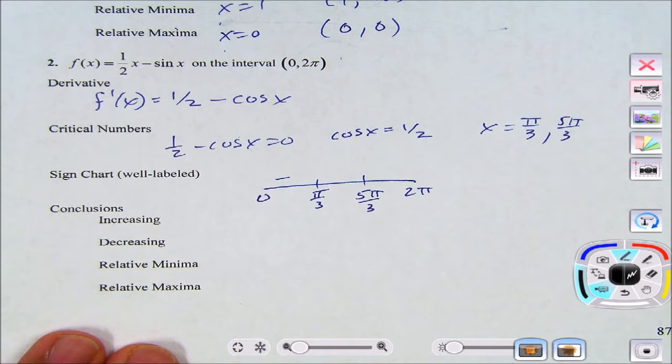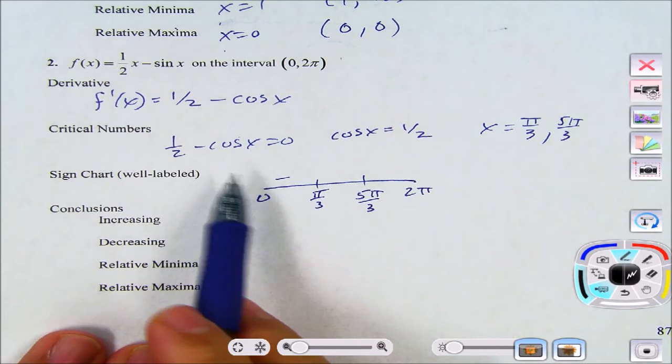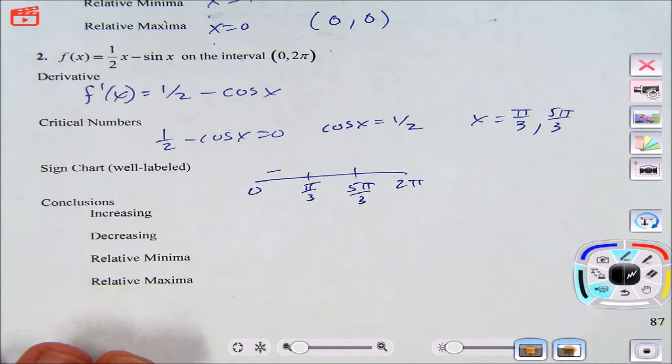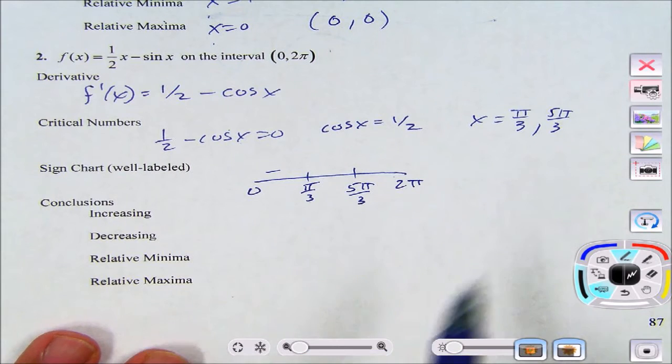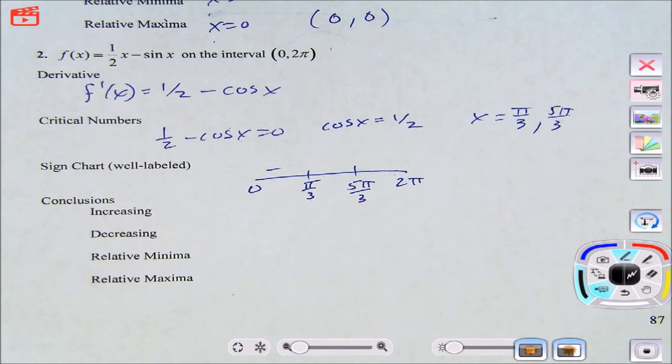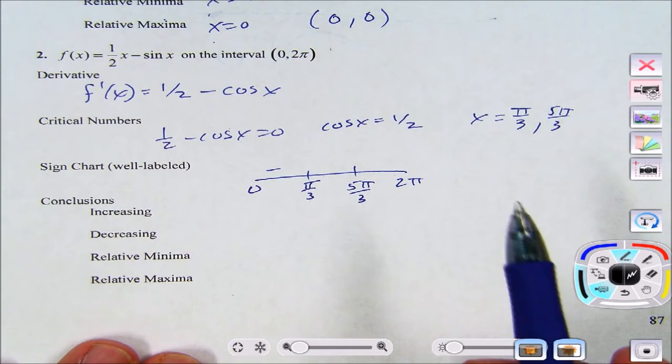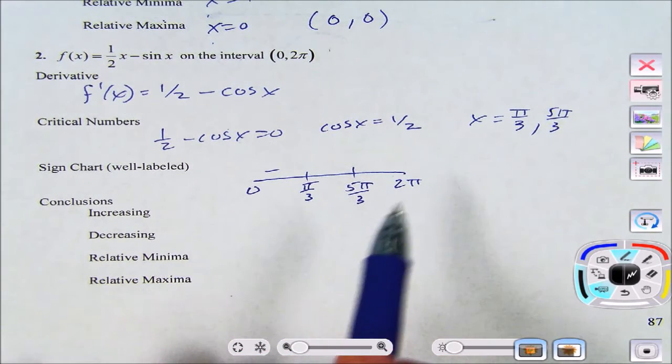Here's a hint. If you're pressed for time and this is a trig function, it's just going to alternate: negative, positive, negative. But let's double check. What's a number between pi over 3 and 5 pi over 3? Pi over 2, or even just pi. Pi is probably easier. What's cosine of pi, Stacy?